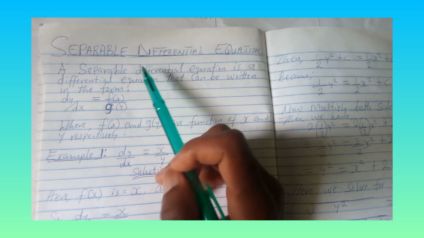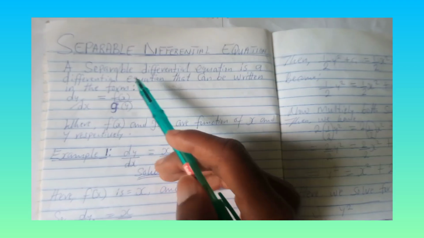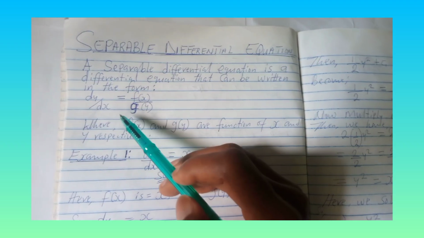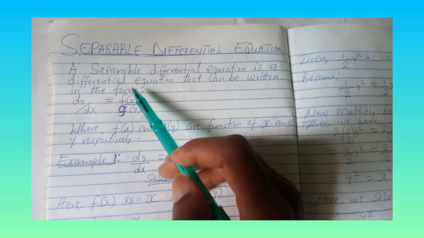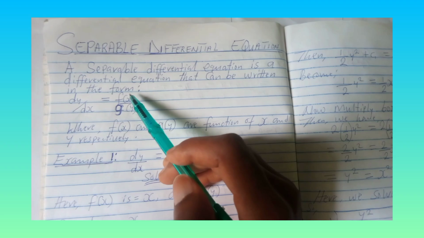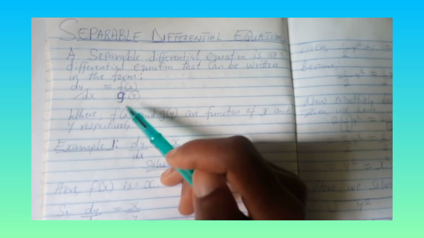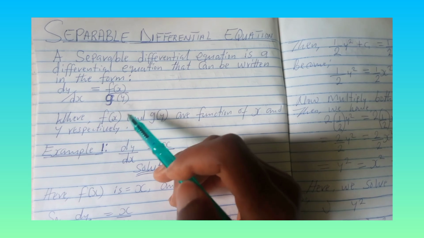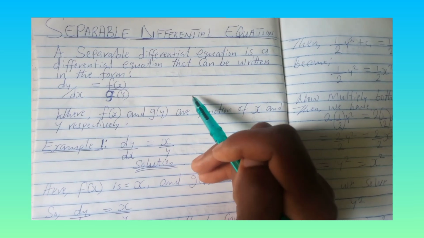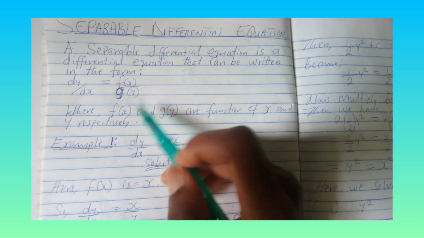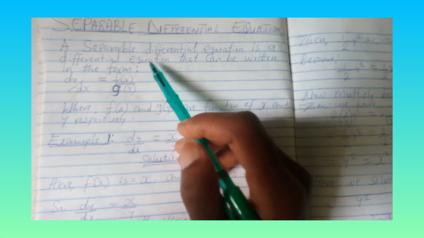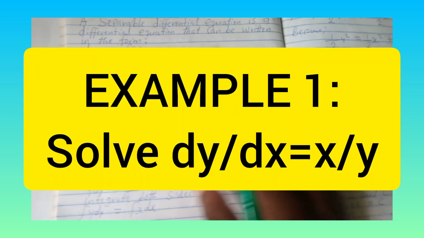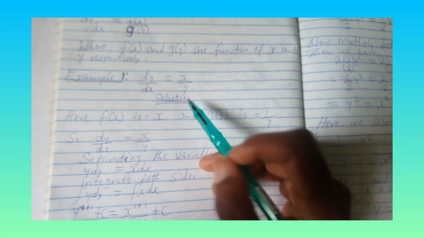I say that a separable differential equation is a differential equation that can be written in the form dy/dx = f(x)/g(y). For proper understanding, our f(x) and our g(y) are functions of x and y respectively. So let's look at an example.